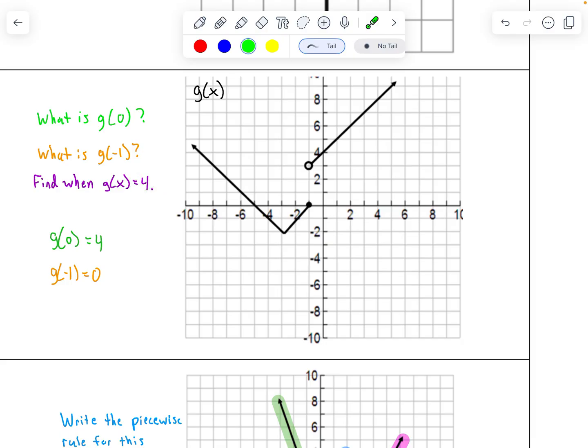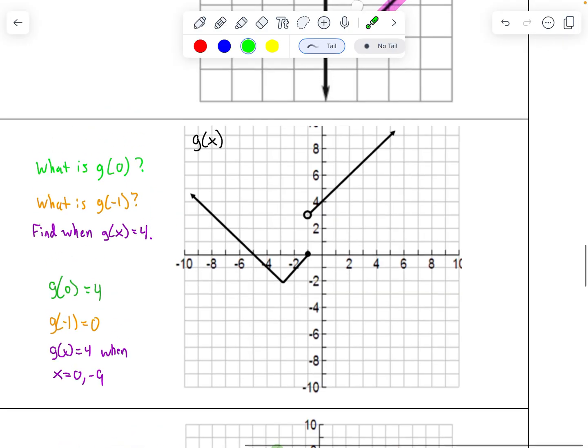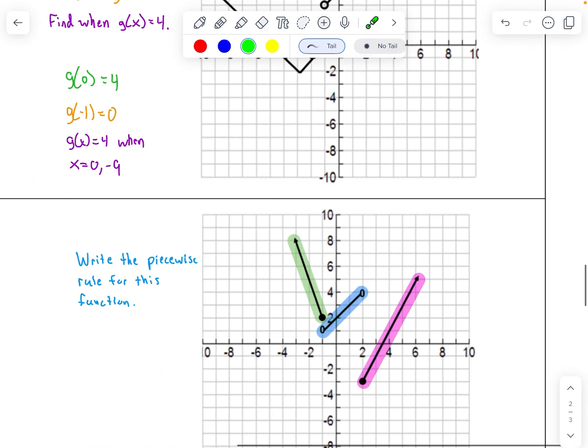And then finally, the purple one, this is when it gives us the y value. So find when the y is equal to 4, and that's right here, but also right here, y is equal to 4. So we have two answers on this one. So g of x equals 4 when x equals 0 and negative 9, which is the one right here, negative 9. Okay, so reading a graph and answering questions.